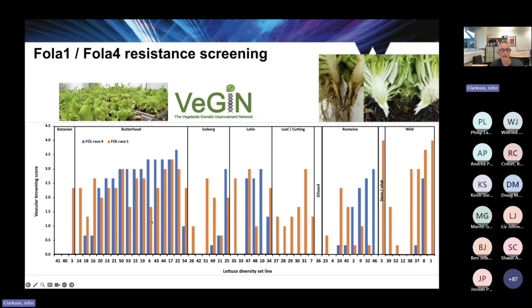largely are very susceptible to both race 1 and race 4, so there's not good sources of resistance there. But for other types, such as the Batavian on the far left side, we've got a couple of accessions there that are resistant to both races. Interestingly, some of the leaf cutting varieties here seem quite susceptible to race 1, but are resistant to race 4. So there are new sources of resistance out there in this lettuce diversity set. So the same could be done with some of these new variants that are currently emerging.